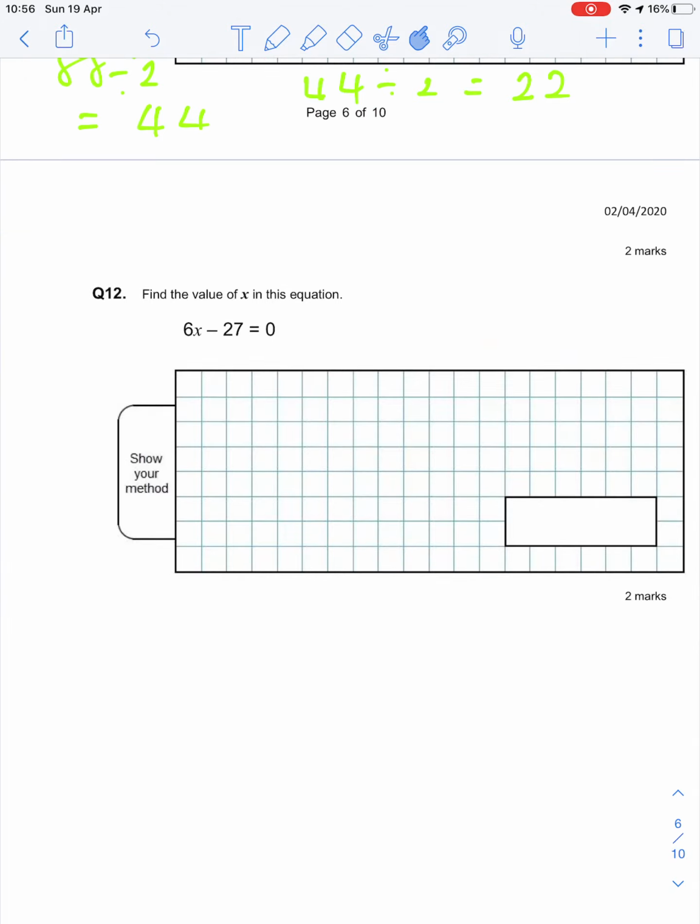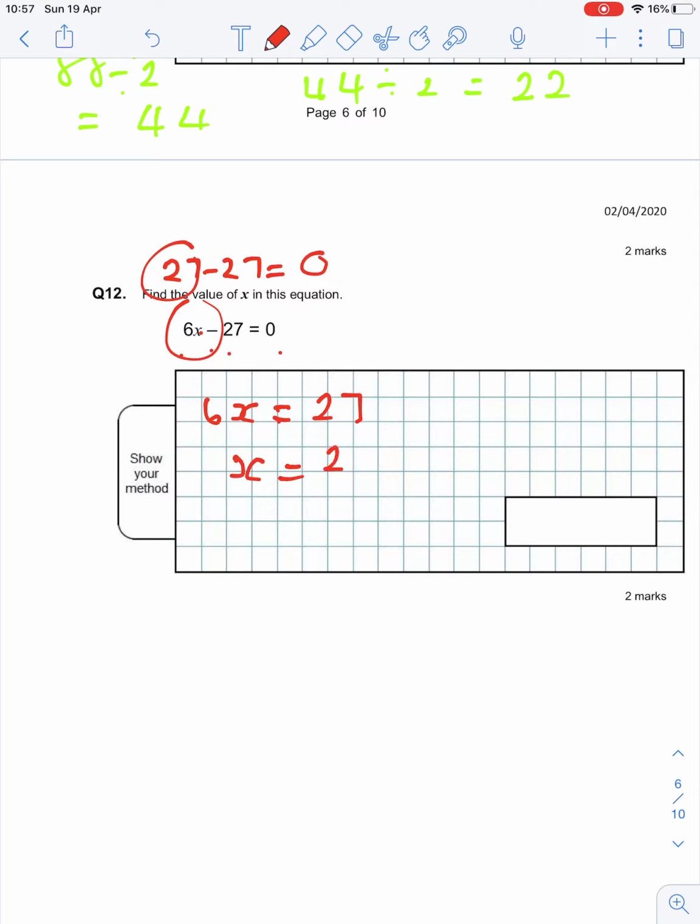Okay, we need to find the value of x in this equation. So 6x minus 27 equals 0. Don't really need those dots, just helps me. So if it equals 0, we know that something, take away 27, whatever this something is here, take away 27, must equal 27, mustn't it? 27, take away 27 equals 0. So whatever 6x is, it must be the same as 27. So 6x equals 27, because 27, take away 27 gives you 0.